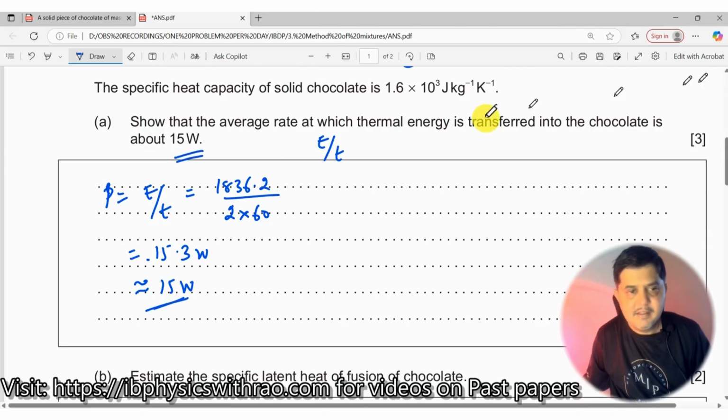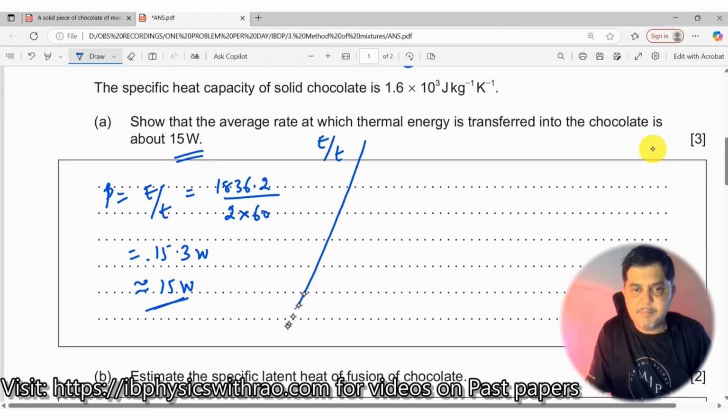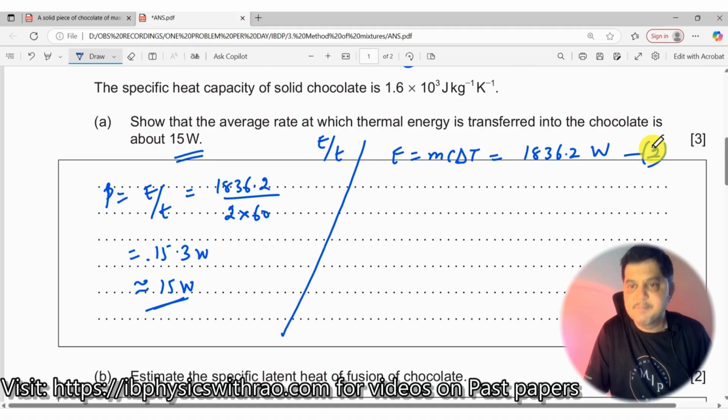Now this is asked for 3 marks. What do these 3 marks comprise of? How do I write this? The first is E equal to mc delta T and your computation, which gives 1836.8 joules. This will be at least 2 marks. Why should it be 2 marks? The reason is that emphasis is given to the delta T over here.